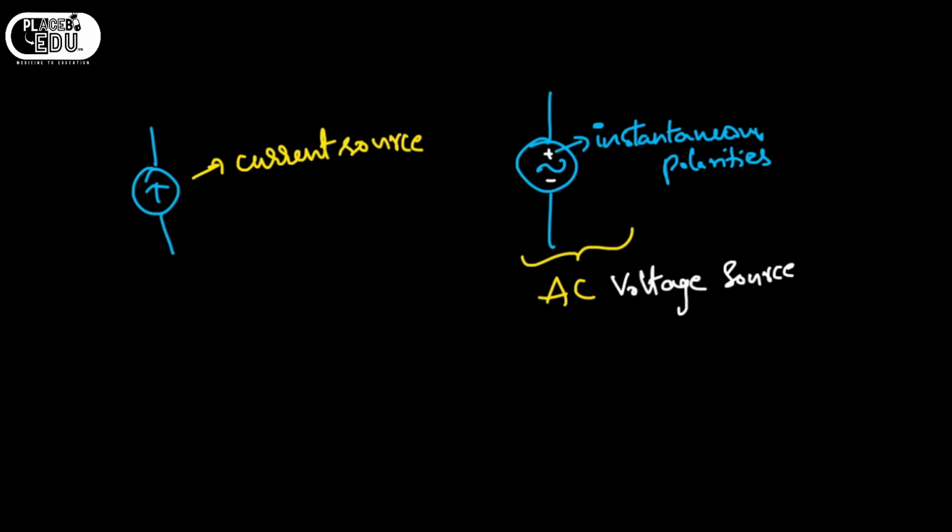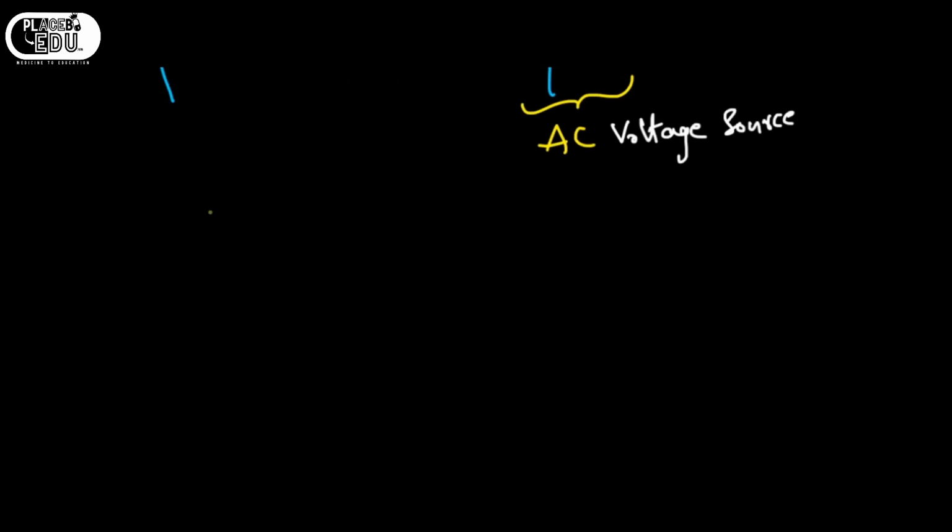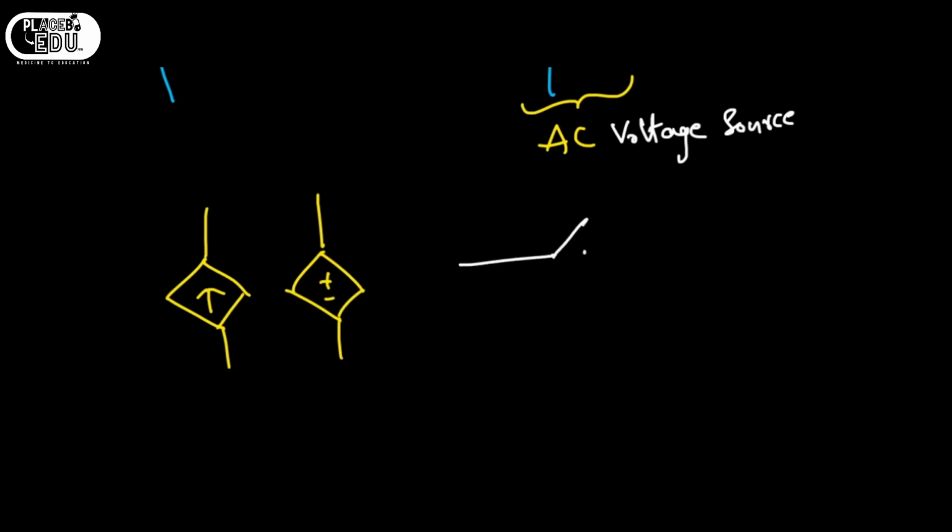We have dependent sources, which are drawn using the diamond symbol like this. This is a dependent current source and this one is a dependent voltage source. I'll be explaining this as we come across these things. And the next symbol is a switch.